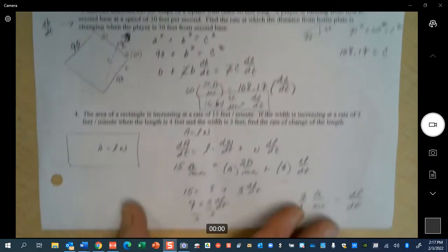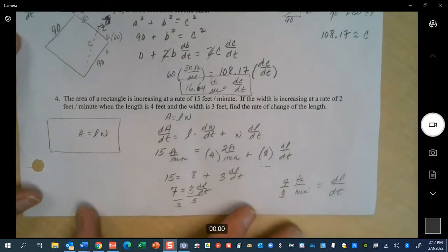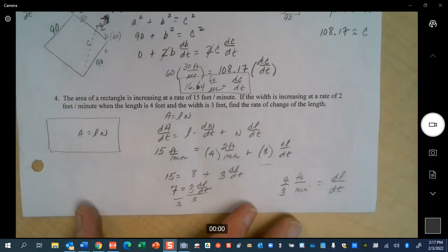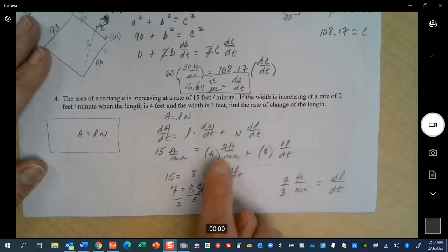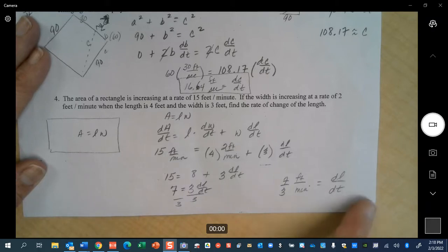Next up, my area of my rectangle is increasing 15 feet per minute. Notice my width and my length are changing at different rates. So I'm filling in, and my area is changing. So my change in my length with respect to time is 7/3 feet per minute.